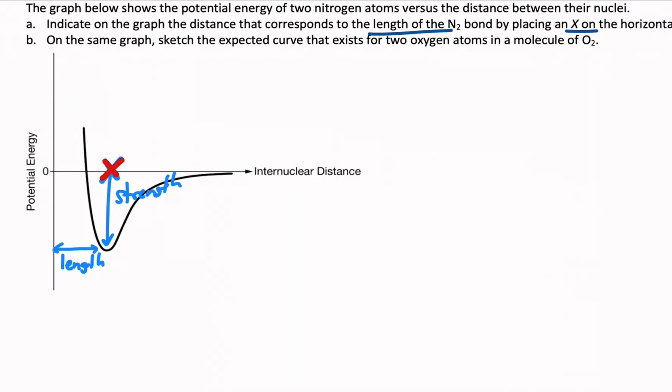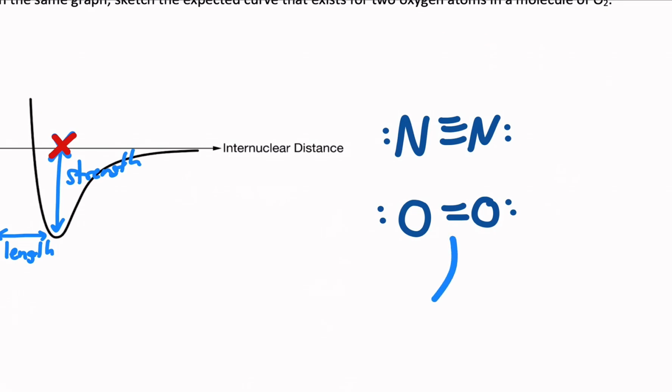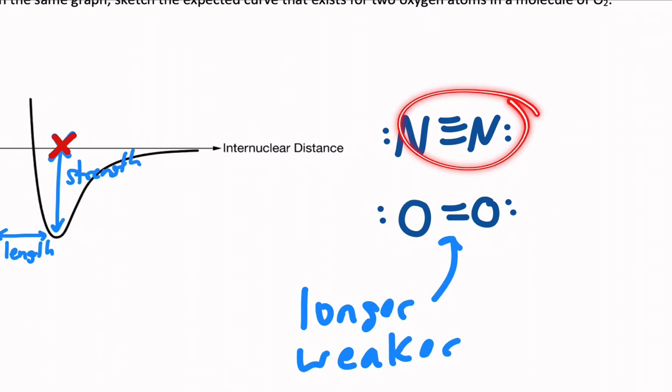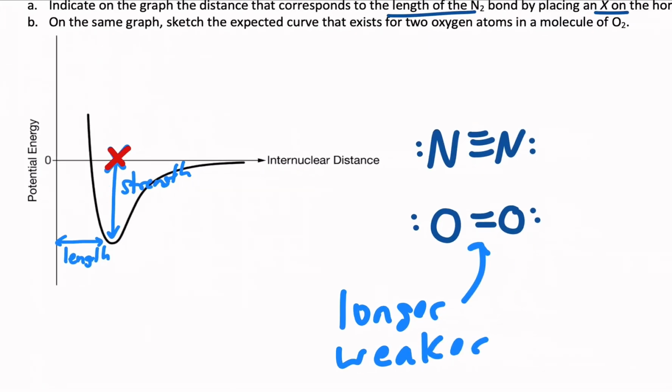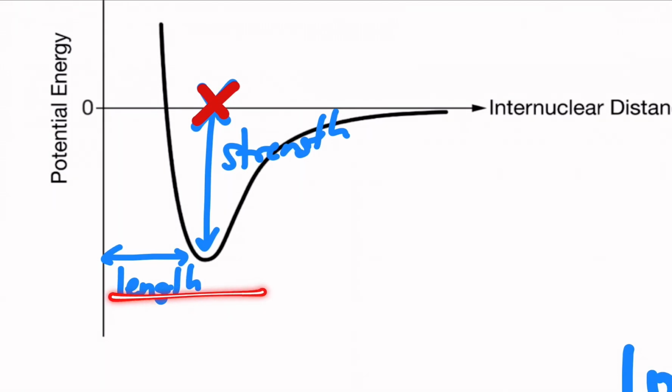And then B, on the same graph, sketch the curve that you would see for oxygen. Well, nitrogen is a triple bond, but oxygen is a double bond. So compared to nitrogen, an oxygen-oxygen bond should be longer and weaker, because a triple bond is shorter and stronger. So how do I show that in the graph? If I want it to be a longer bond, that means it needs to be farther along the x-axis, and if it's weaker, it needs to be not as deep. So I'm going to have an overall curve that dips down not as low and farther to the right.